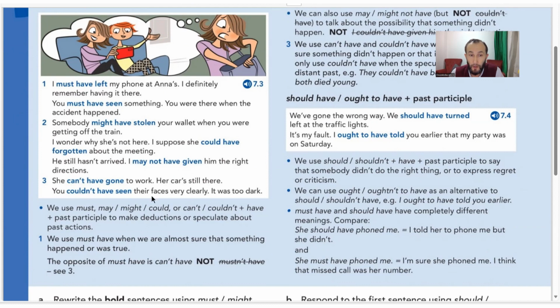Okay. The opposite is actually can't have, not mustn't have, sorry guys. Can't have something: you are sure that something didn't happen. Can't have. We don't say mustn't have.